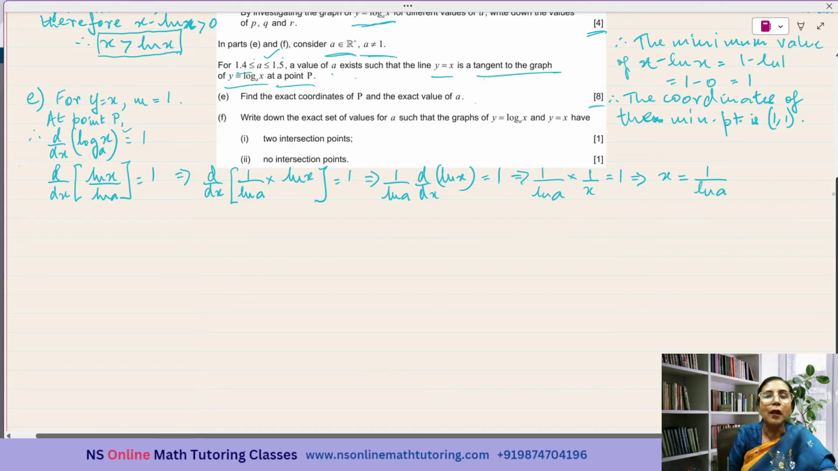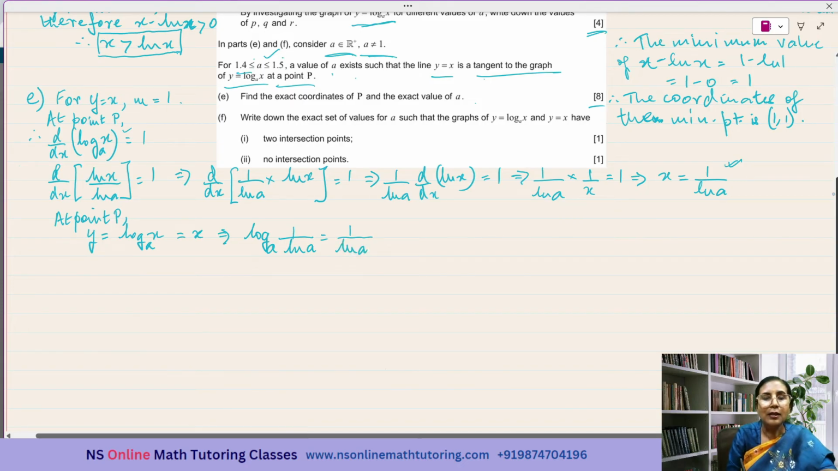Now at the point of the meeting of the two graphs, the y coordinates should be the same. So y equal to log of x to the base e, and this is the curve's expression, and y equal to x is the line's expression. So this should be equal to x at point P. So this is the expression, and we will be substituting this value of x. So log to the base e, of course, of 1 over ln of a is equal to 1 over ln of e.